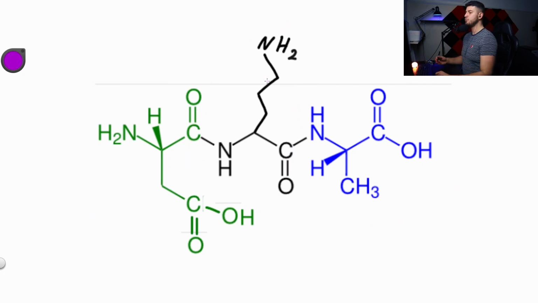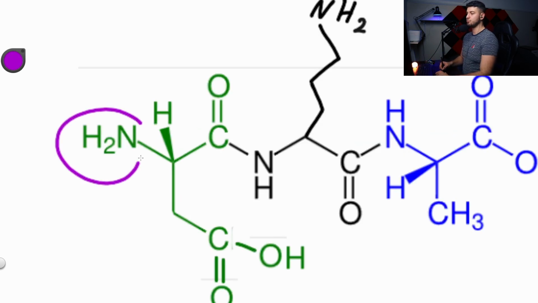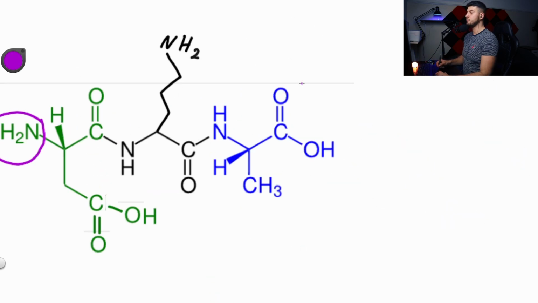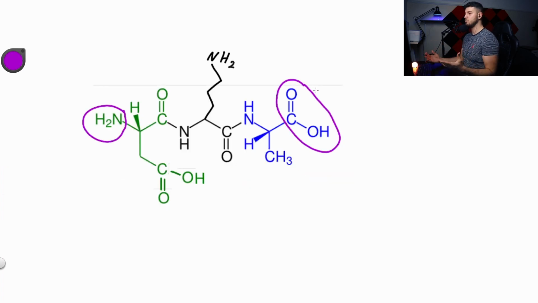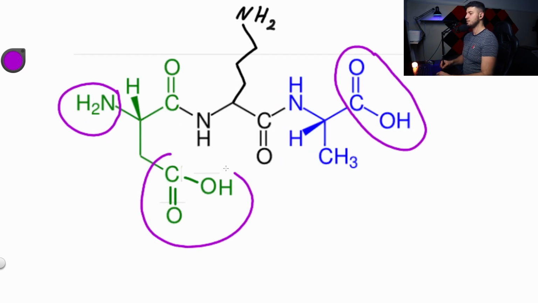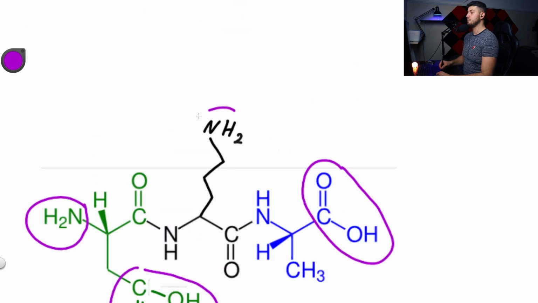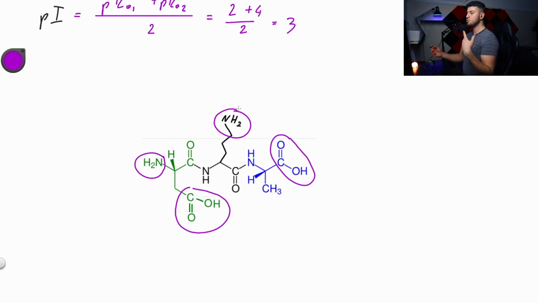So we have to take a look at our functional groups that are important. So the NH2 group at the very beginning and COOH at the very end. Besides that, you have to check if your side chains have any functional groups. So in this case, I see COOH and NH2. So you should be given pKa values for each of them.